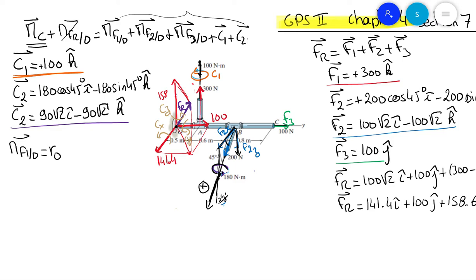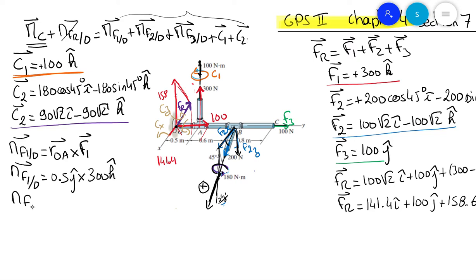So we can slide it up to A. That's R_OA cross F1. So the moment of F1 about the point O is equal to R_OA, let me clean this a little bit, equals 0.5 on I hat, on J hat, cross F1, that is 300 on K hat.